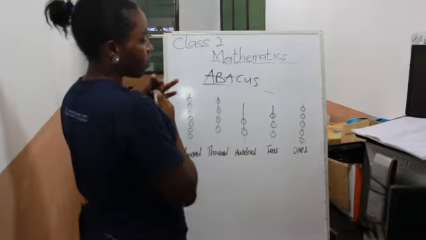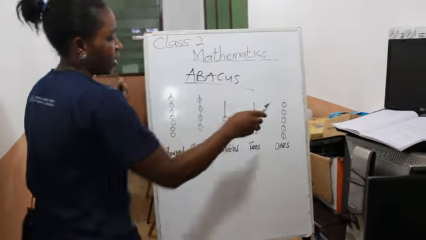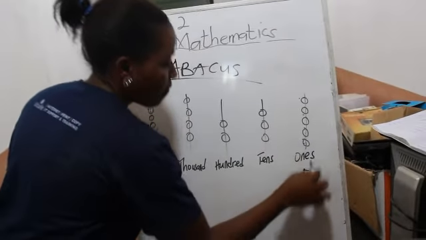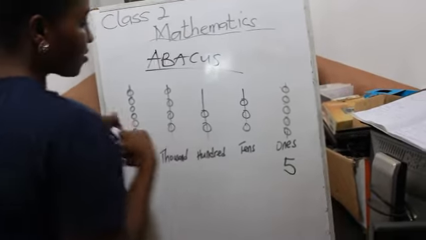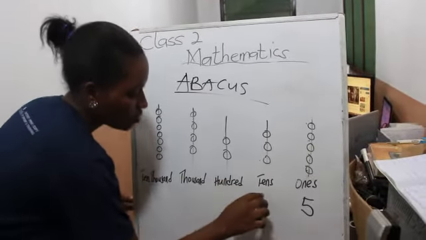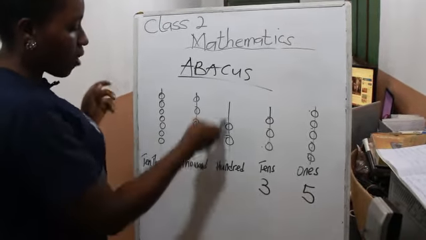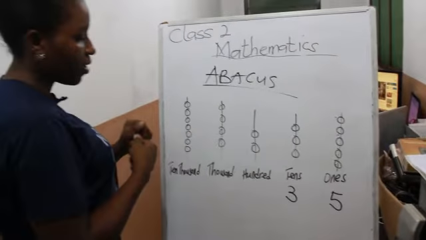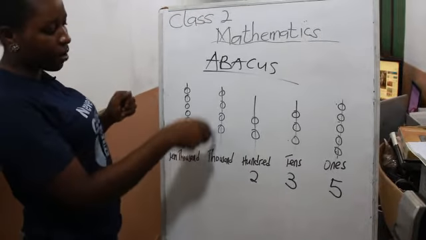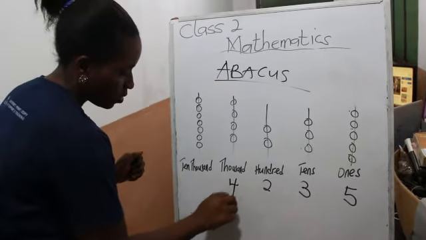So now let's count the number of rings we have on our ones column. 1, 2, 3, 4, 5. So we have 5 ones. So let's come to tens. Let's count the number of rings we have on the tens column. 1, 2, 3. So we have 3 tens. So let's count the number of hundreds we have here. 1, 2. So let's count the number of thousands we have here. 1, 2, 3, 4. We have 4 thousands.